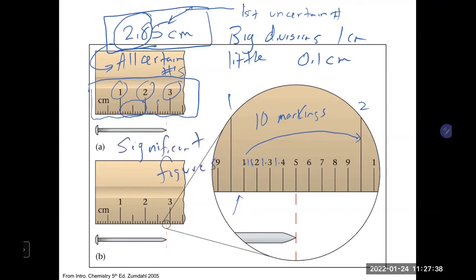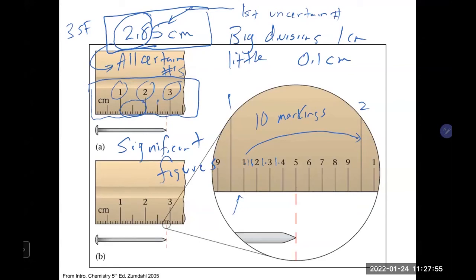Which means this measurement that I took of 2.85 has how many significant figures? It has 3 significant figures. The 2.8 is correct, certain. The 5 is the uncertain number. It would have 3 significant figures because of that.